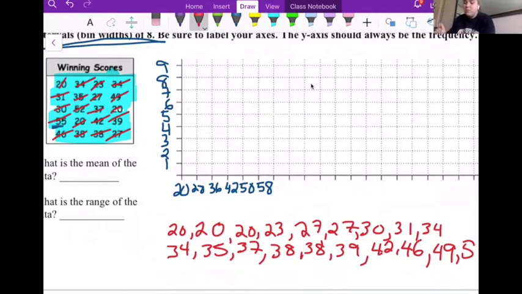Okay, so now that we have all of this, we can go ahead and make our histogram. And so in my first bin, that's going to be 20 to 28. So I have 1, 2, 3, 4, 5, 6 between 20 and 28. So then that means that I'm going to go up here to 6.